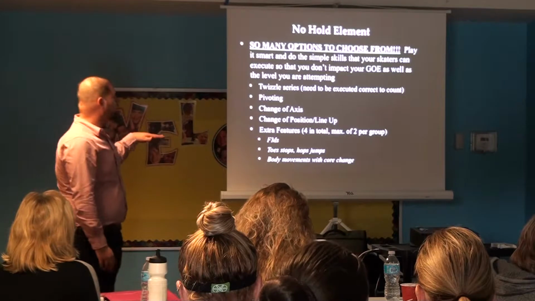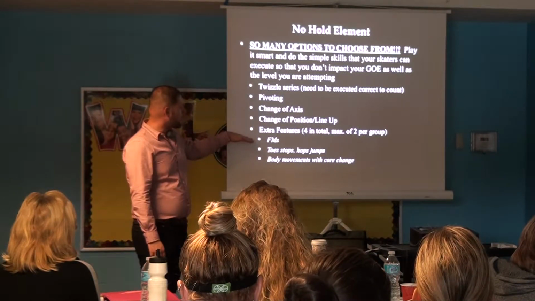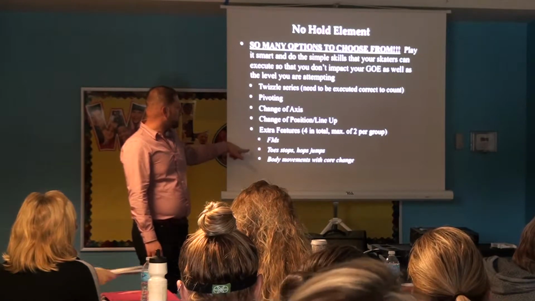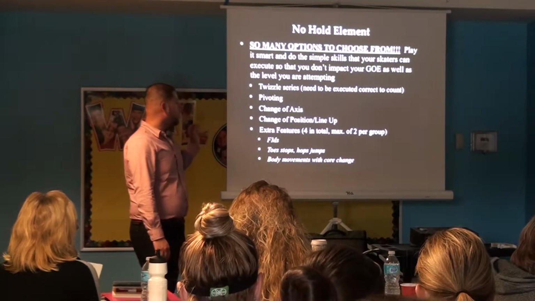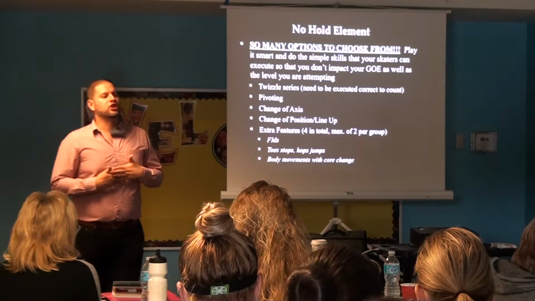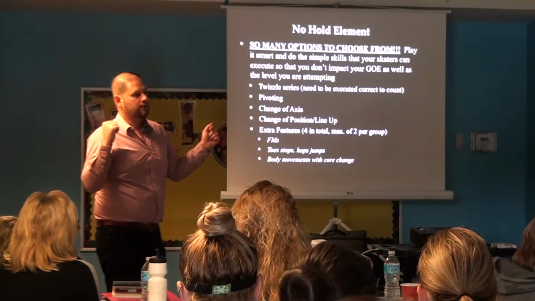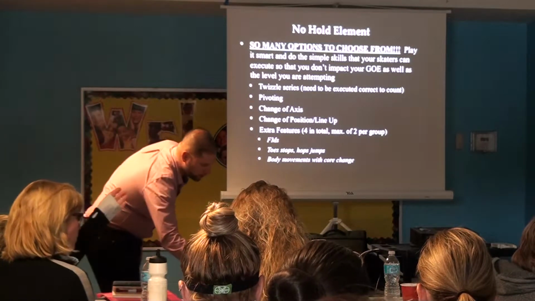And then you can do these extra features. So there's 4, you have to do 4 in total, and only a maximum of 2 from each group. You can select between free skate movements. These are toe steps, not toe stops. Toe steps, hops, and jumps, or the body movements that have an obvious core change to them, okay? So this is not a body movement in the no-hold element. It actually has to have some kind of dimension change, forward, backwards, up, and down.